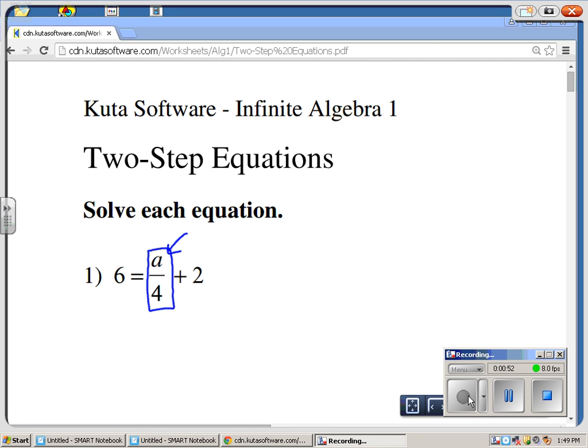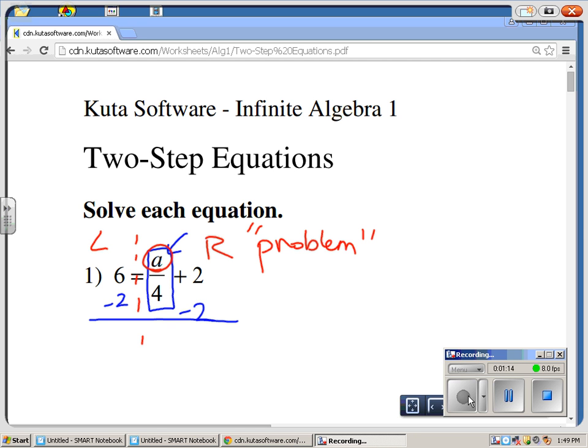So the first step I'm going to take in trying to get a all on its own is to subtract 2 from each side. When you look at it, I have two problem numbers. So if I separate this into the right side and the left side, on the right side is where my variable is, and my two problem numbers would be 4 and 2 because they're also on the right side. And on the right side, I should only have the variable a. I need a to be alone.